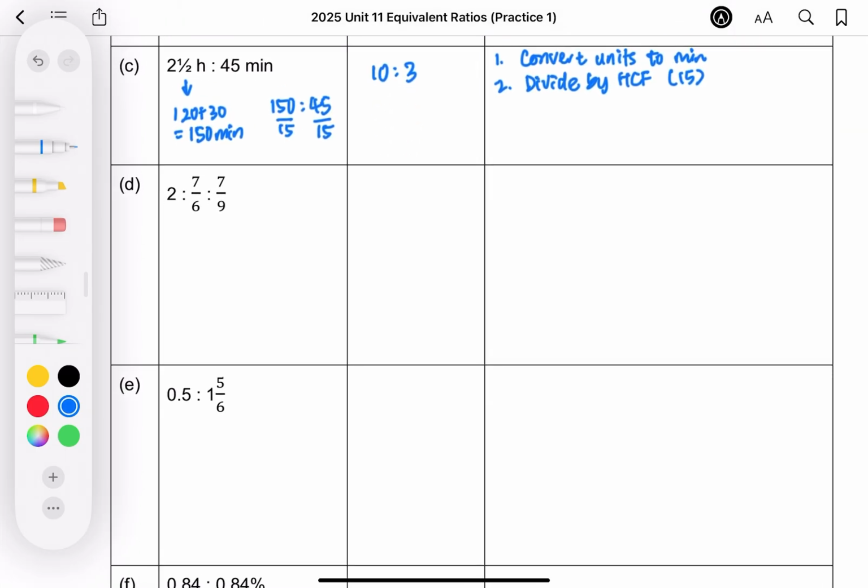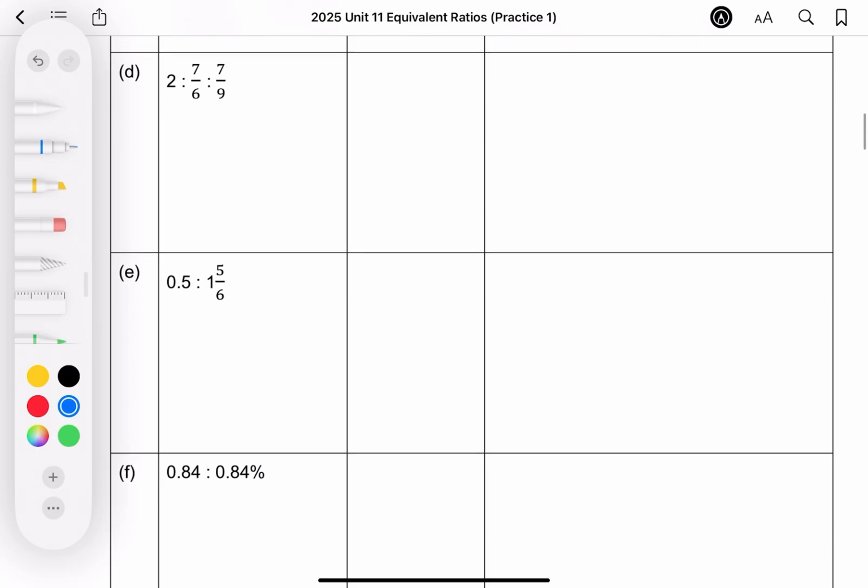Now, for part D, we have a mix of integer and fractions. So first, we will multiply all the parts by factors that will give us a common LCM. To do this, the LCM of 1, 6, and 9 is 18. That would be our common denominator. Okay?